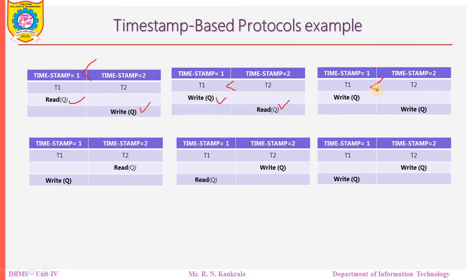Here T1 arrived before T2. The timestamp of T1 is less than the timestamp of T2. T1 has updated the value of Q, and T2 wants to update the value of Q. Yes, it is allowed because T1 arrived first and will complete its execution first. It will commit and be out of the execution queue, and there will be no trouble for T2. So T2 can update the value of Q. So these above three cases are okay for read and write operations on data item Q.